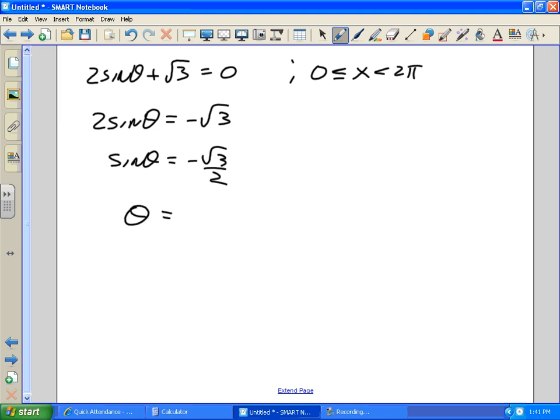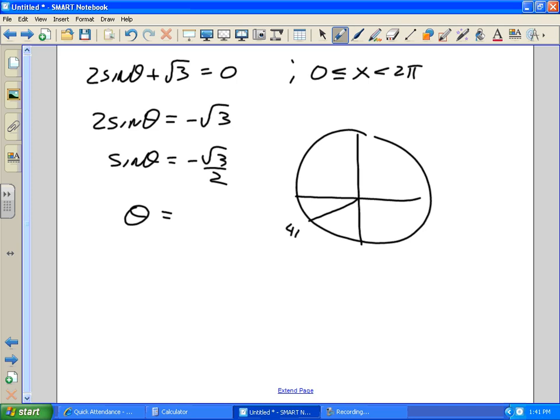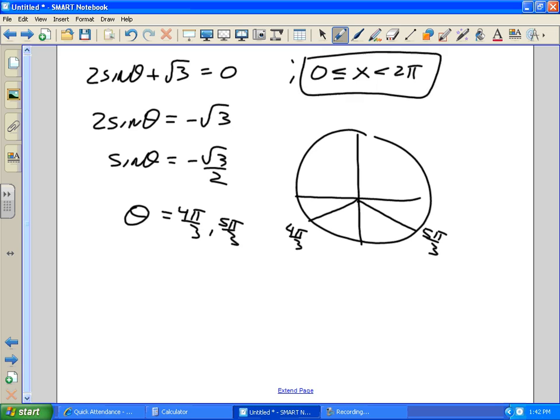So what is theta? Where on the unit circle between 0 and 2 pi is the sine negative square root of 3 over 2? 4 pi over 3. And where else? 5 pi over 3. And those are all my answers, because now I was only looking for the solutions in that interval.